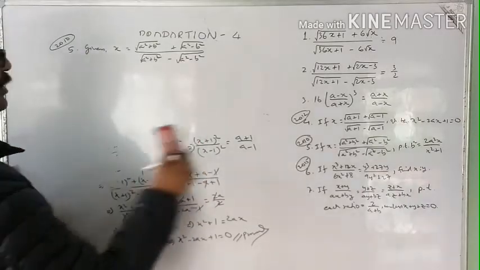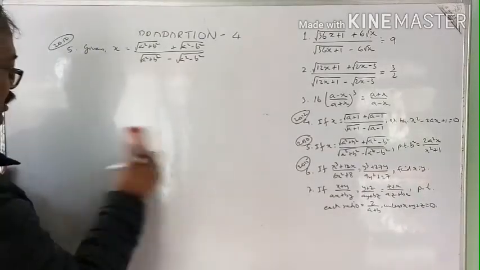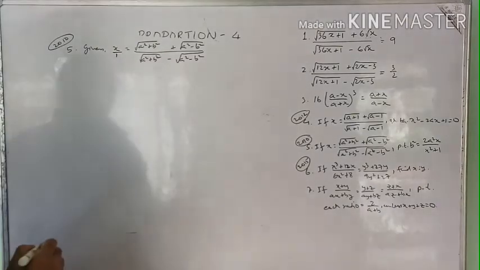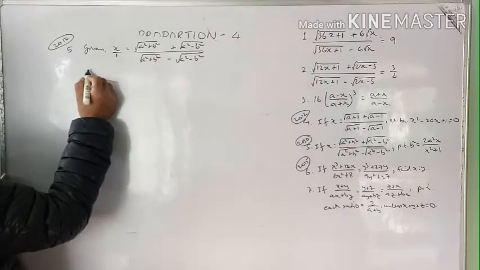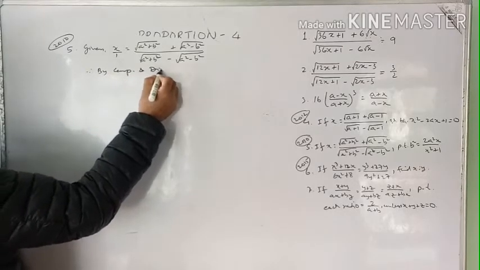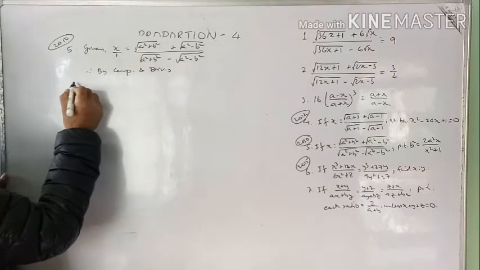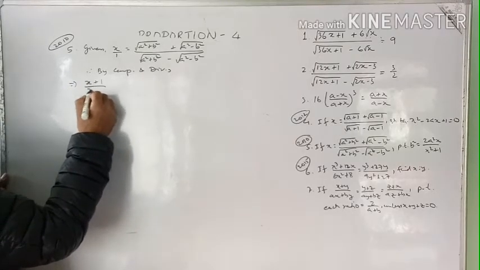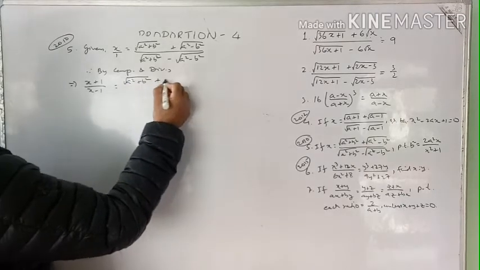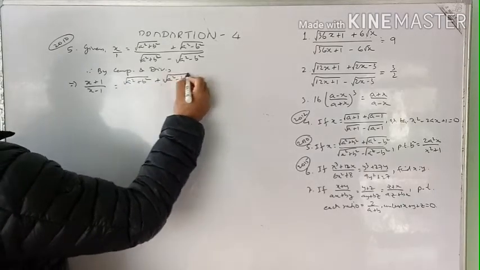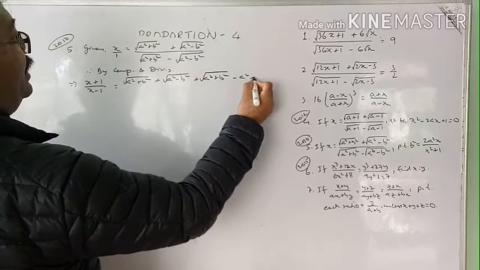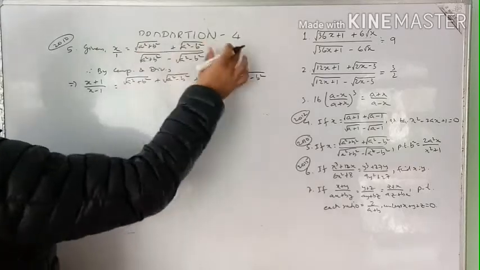So the process is similar to the previous question. So we write x upon 1 to use componendo dividendo. So therefore by componendo and dividendo, you get x plus 1, x minus 1 is equal to root over a square plus b square plus root over a square minus b square plus root over a square plus b square minus root over a square minus b square. We add in the numerator.